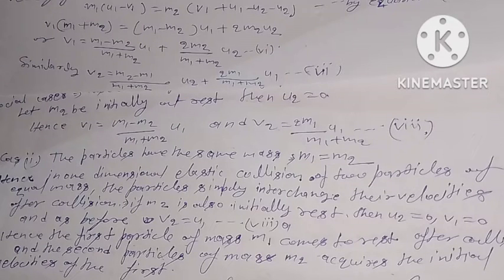And if M2 is also initially at rest, then U2 equal to 0 and V1 equal to 0, and as before V2 equal to U1. Hence the first particle of mass M1 comes to rest after collision, and the second particle of mass M2 acquires the initial velocity of the first.